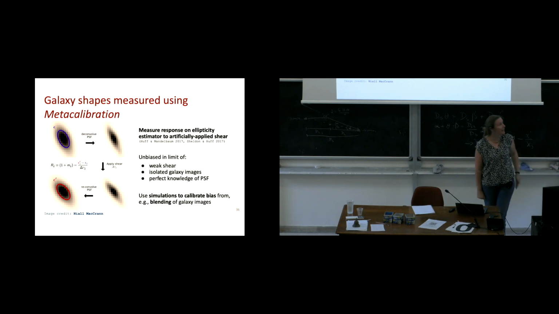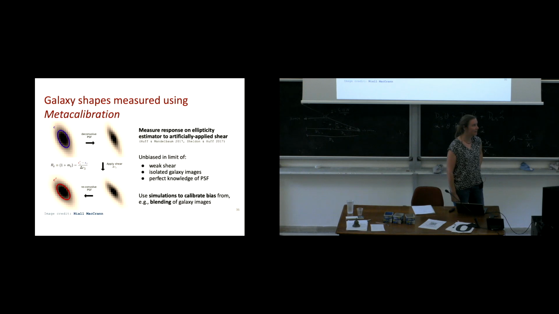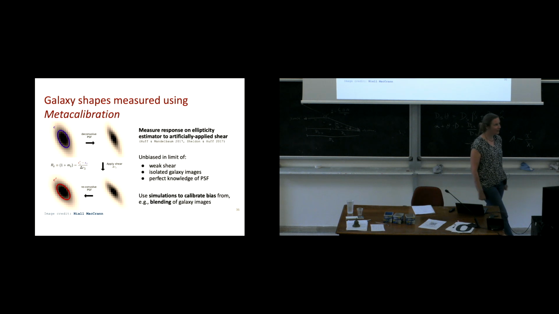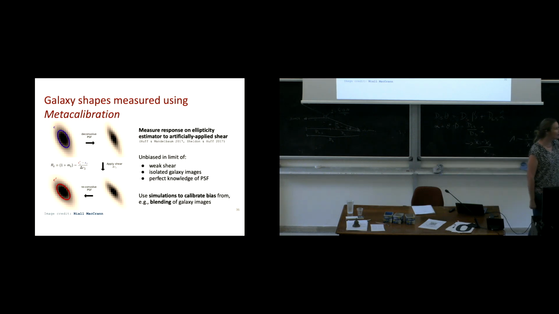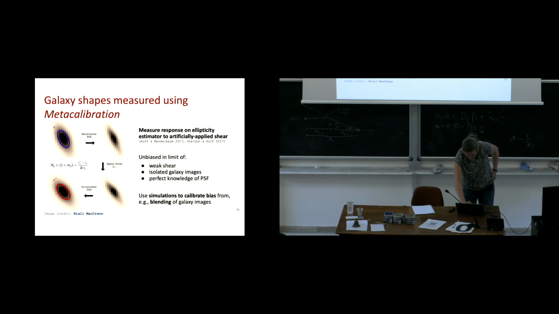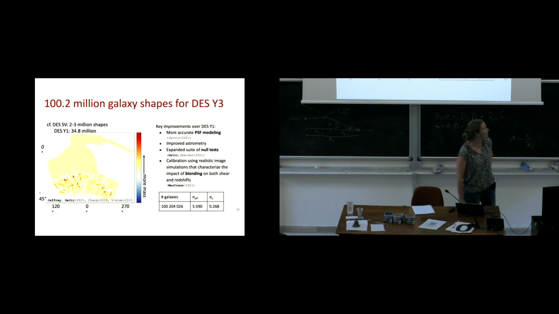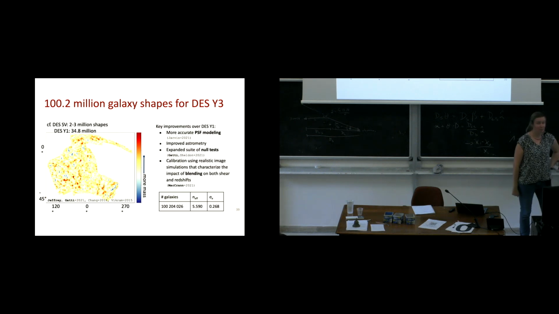And that's an unbiased estimator in the limit of weak shear, isolated galaxy images, and perfect knowledge of the point spread function. Of course, most of these assumptions don't really hold. So then we have to use a large set of simulations of galaxy images, in part some that are overlapping, to calibrate biases in our shear estimation. With that, then we end up with 100 million galaxies for which we measure shapes.